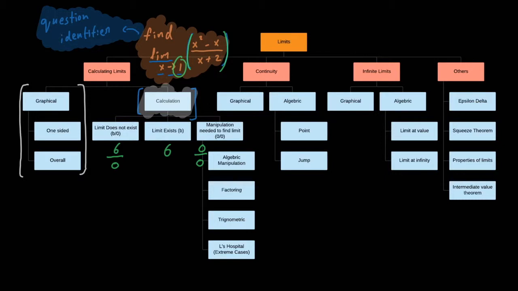For the first scenario, where 0 is in the denominator, we simply say that the limit does not exist. For the second scenario, if we get a numerical value like 1, 2, 3, 5, 6, or any other value, we say that the limit does exist and the value of that limit is 6. And in the third scenario, we will get a 0 out of 0. For that, we will need some manipulation that we will see in the next couple of videos. For this video specifically, we'll cover the scenario where the limit exists.